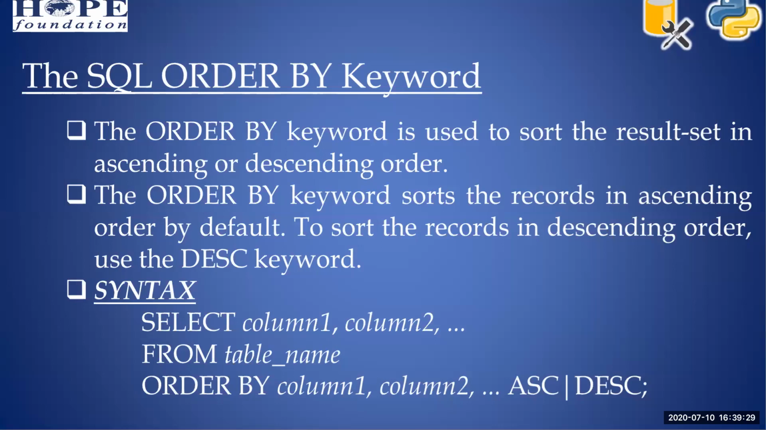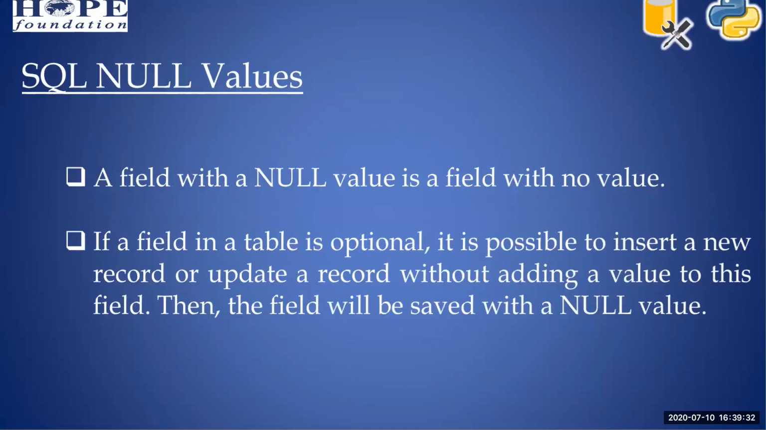Okay, so next we'll go with null values. A field with a null value is a field with no value, right? If any cell has no value, SQL takes it as a null value. In Python, we use the None value. If we have no value in a variable, or in any of the conditions, that is taken as a None value in Python.